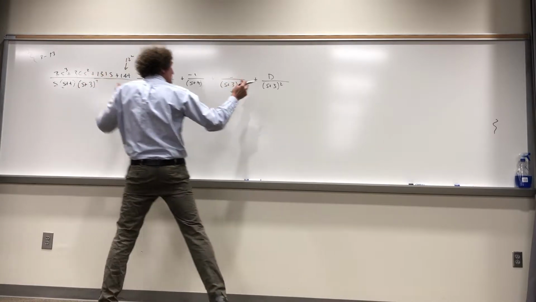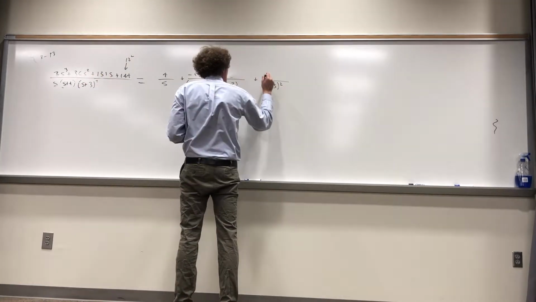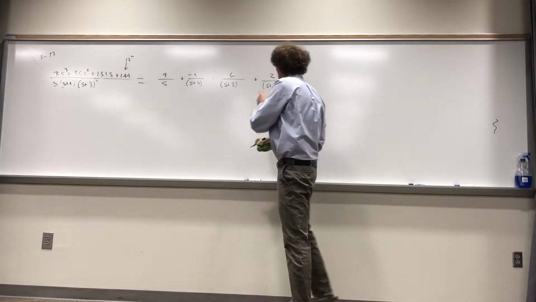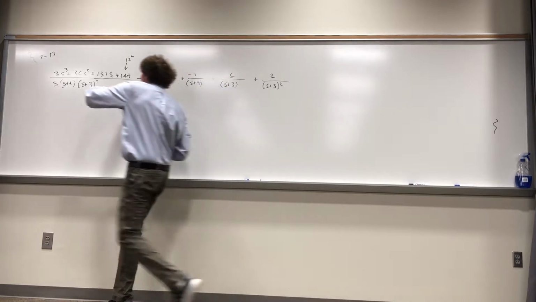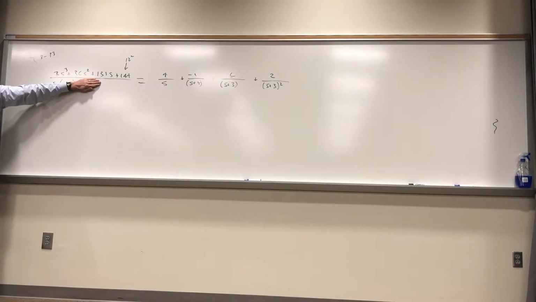What is D? That one's 2. That's what I meant. Now for this one here, which was C, I have to multiply by S plus 3 squared, this whole thing, and then I have to take a derivative with respect to S, correct? And then after I take the derivative, I evaluate that at S equals minus 3.